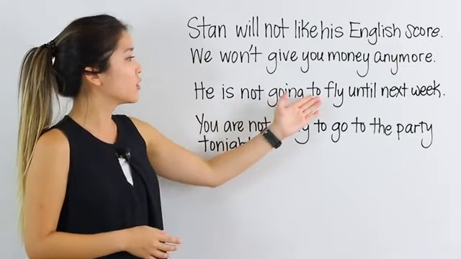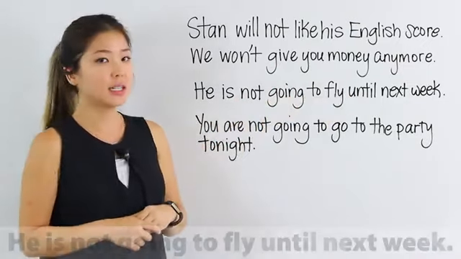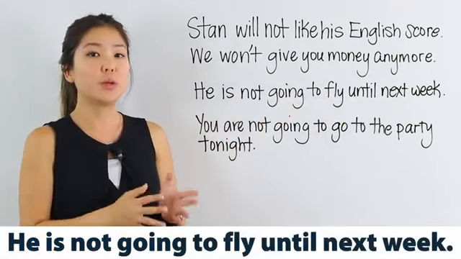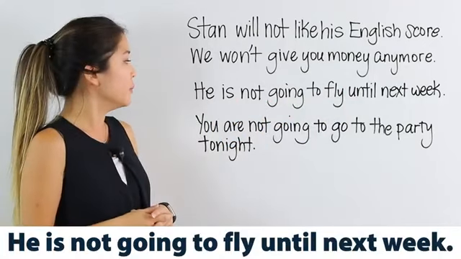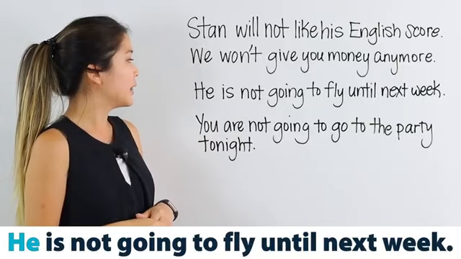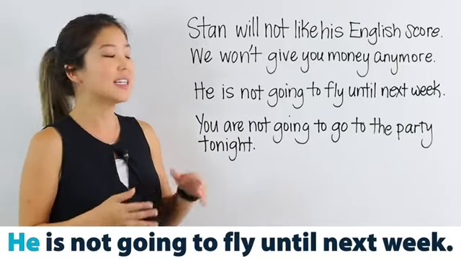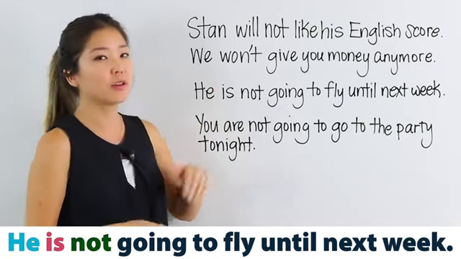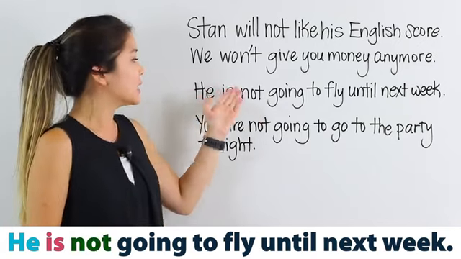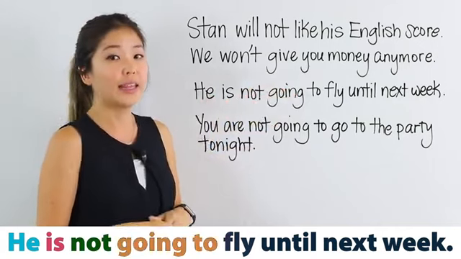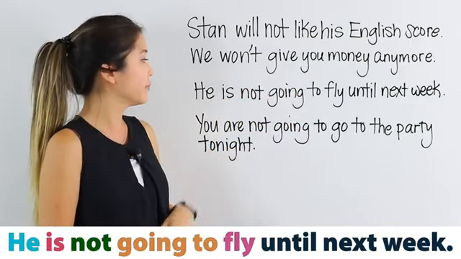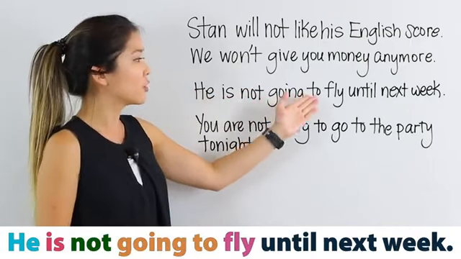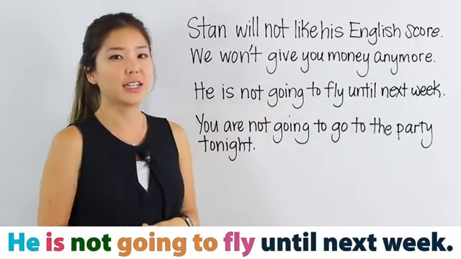He is not going to fly until next week. This sentence uses be going to. The subject is he, and therefore the be verb we use is. However, we put a not after the be verb. He is not going to, and then the base verb. He is not going to fly until next week.